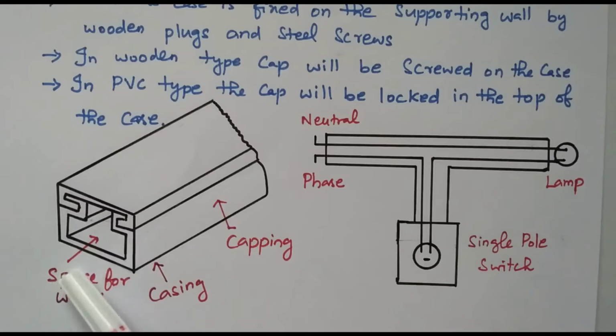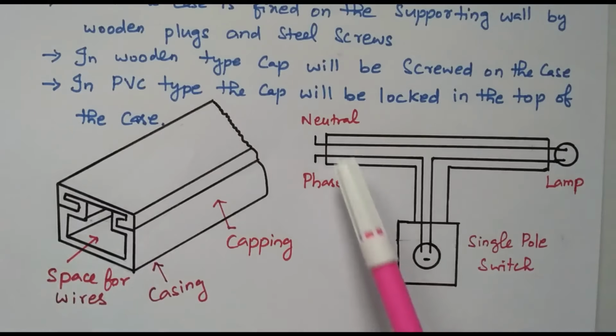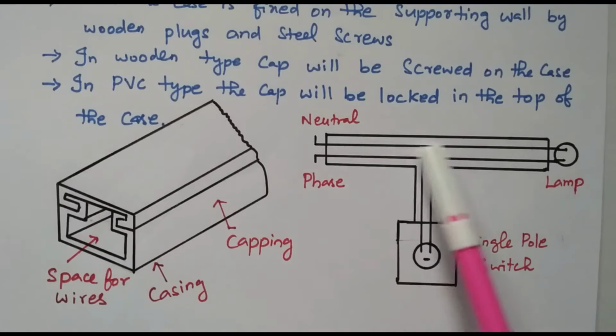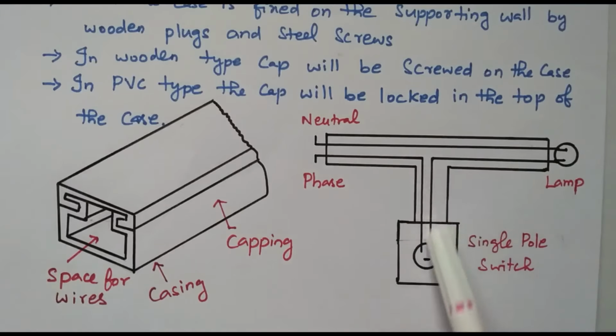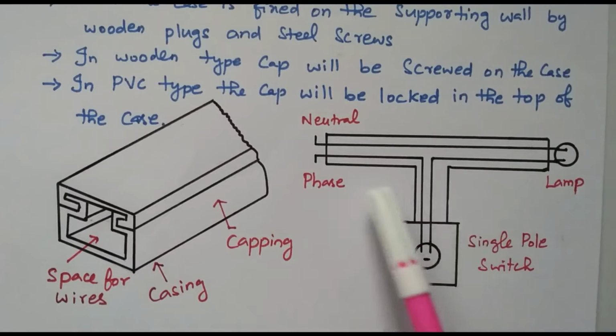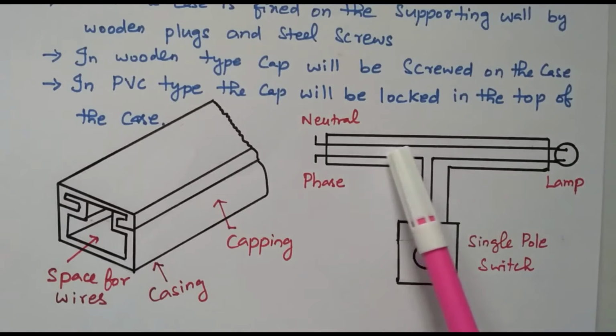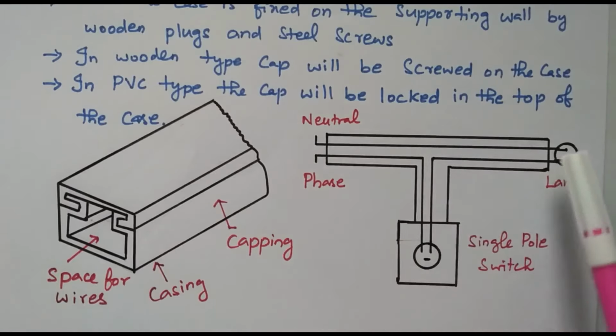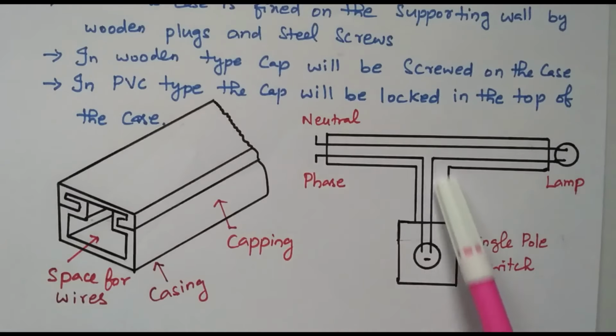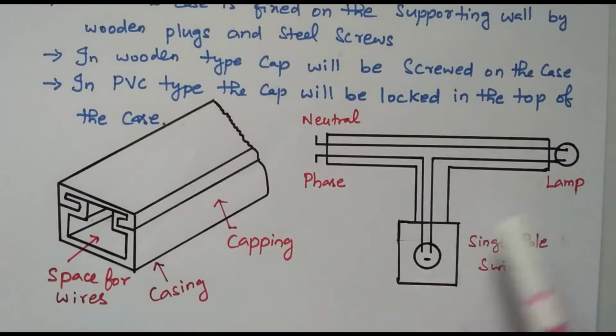Through the space the conductor is running. So here one model is available. The lamp is controlled by the switch. So this is the casing and capping wiring, this one and this one. So the wires are run through this. The neutral is directly connected. The phase is connected through the switch. So while operating the switch, we can control the lamp.